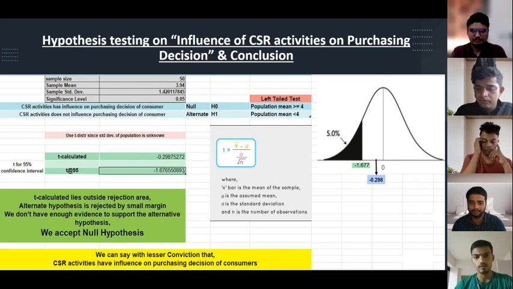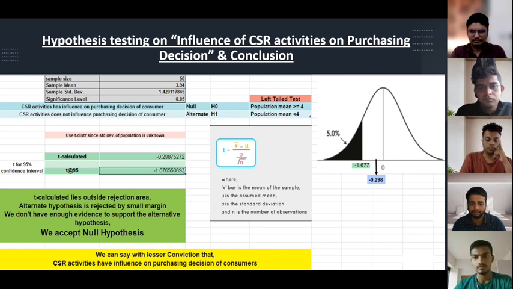Over here, n is the number of observations, which is 50, and x bar and sigma, as we have calculated, are those of the sample. And mu is 4, which we have taken as the threshold value. After that, we got T calculated as minus 0.2987, and the T critical value for the 95% confidence interval that we got from Excel is minus 1.67.